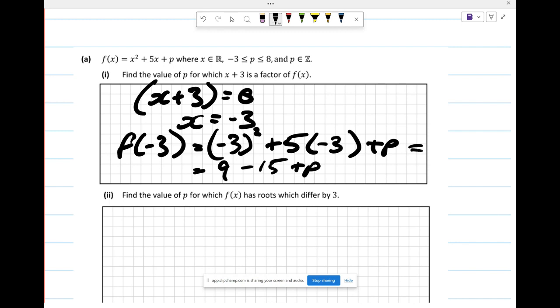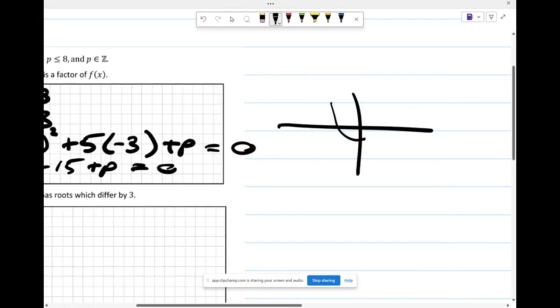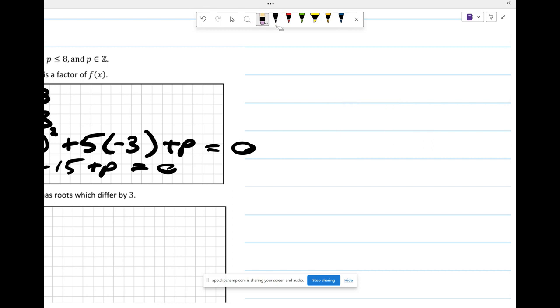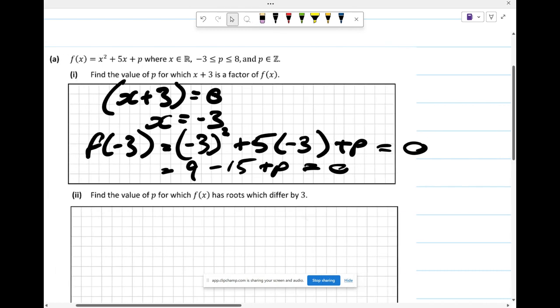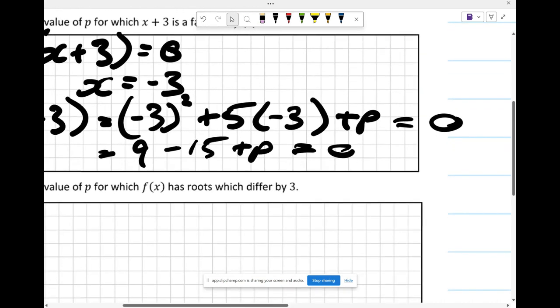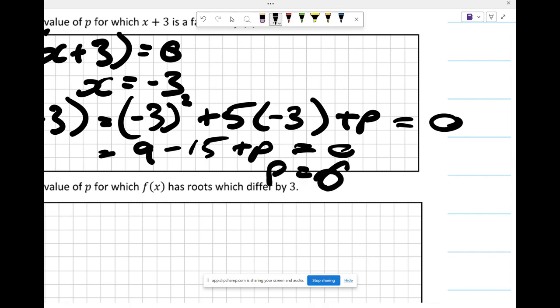And we know when we sub in a root, it's always equal to 0. Because when we cross the x-axis, we're going to cross it at the roots, and that's going to be equal to 0, because we don't have to go up or down to hit the function at any point. Okay, great. So this is 9 minus 15 plus p is equal to 0. So now we just get p on its own. p is equal to 6. And that's the same answer that we got before.